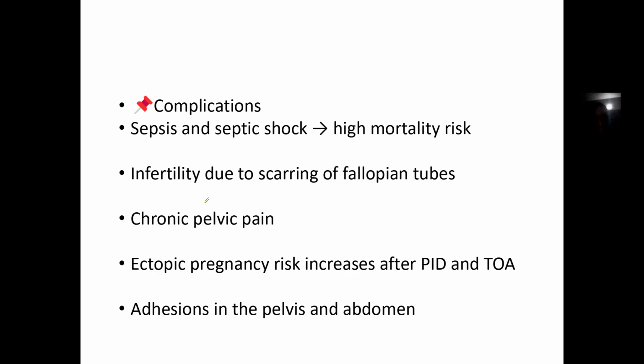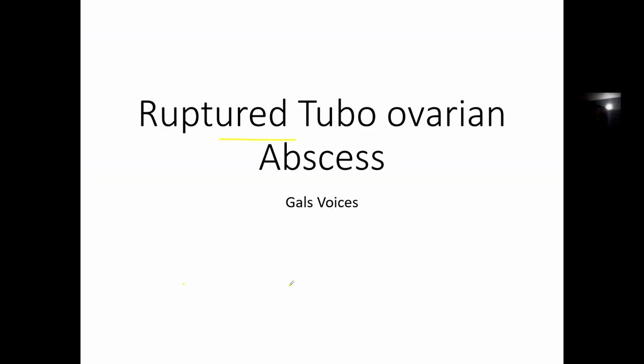So what are the complications? Sepsis and septic shock can lead to death. Now because the fallopian tubes are greatly affected, the individual can suffer from infertility later on. There's chronic pelvic pain. It could lead to a risk of ectopic pregnancy. They could have adhesions in the pelvis and also the abdomen. Alright, so that's what we have for a ruptured tubo-ovarian abscess.